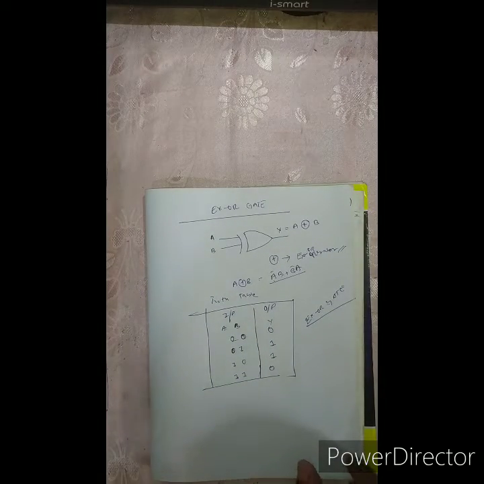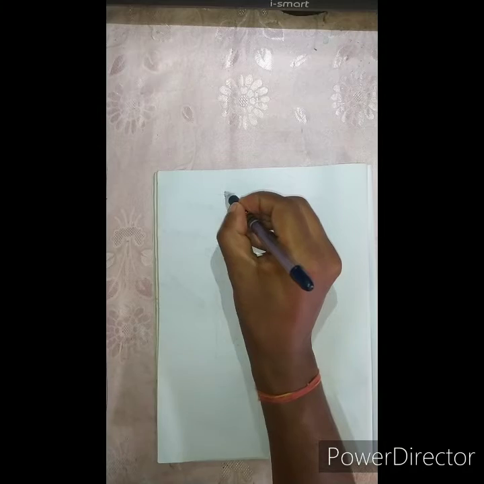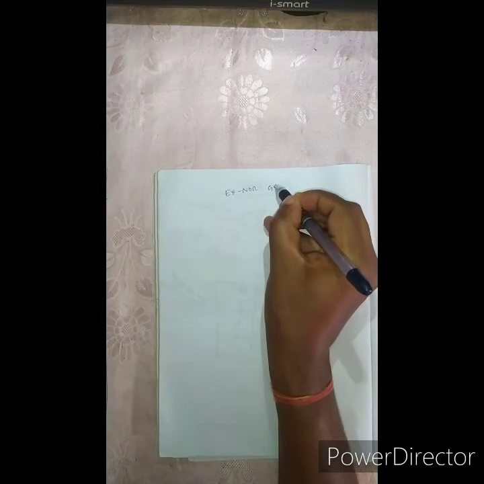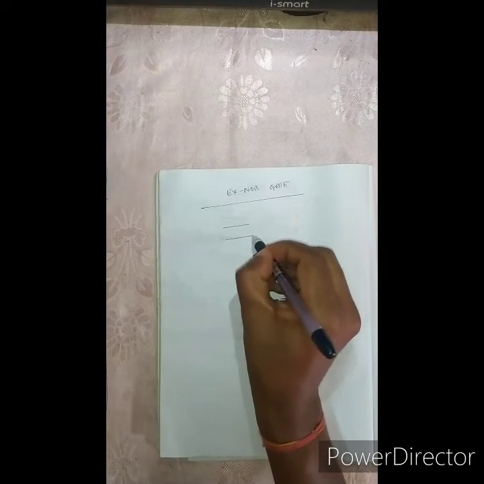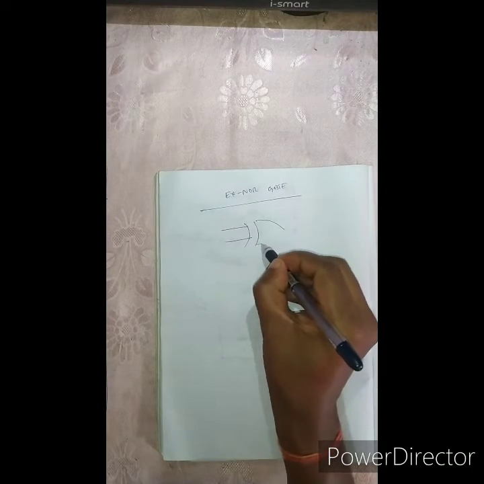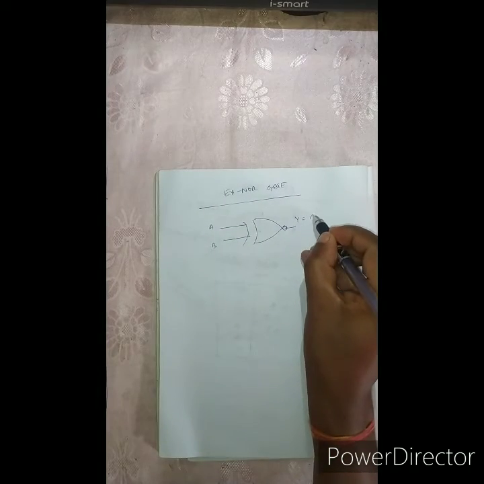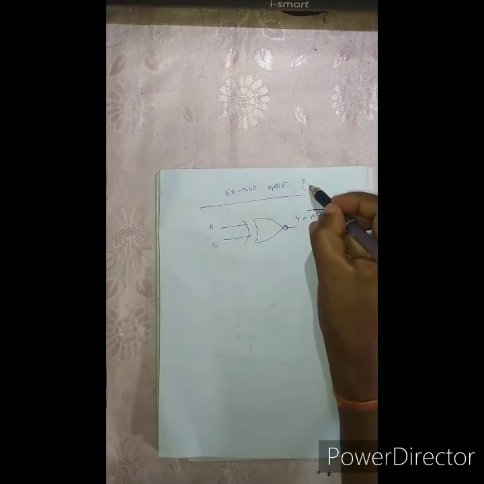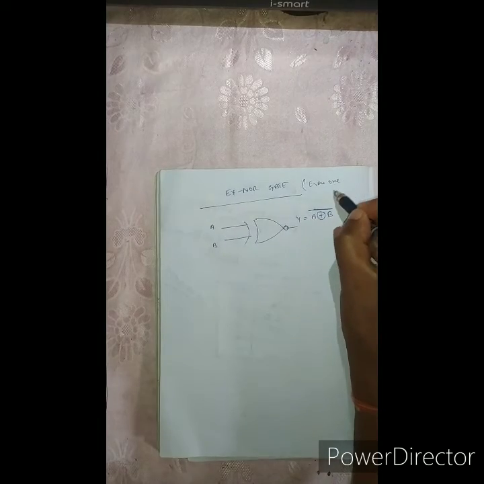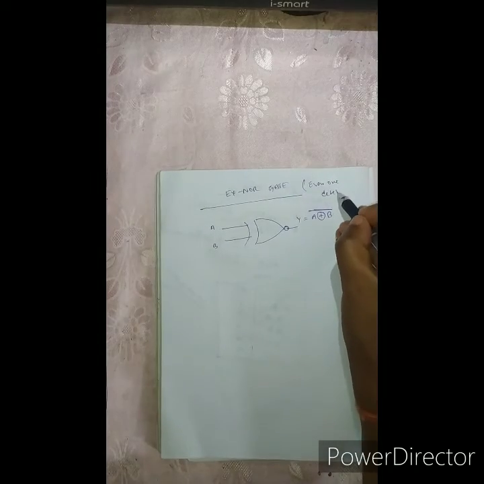Now last but not the least, let us see the XNOR gate. It is the complement of the XOR gate. We can easily say that it is the complement gate of the XOR gate, with only a NOT added. So if this is A and B, then Y is equal to A XNOR B, the complement of the XOR gate, and it is also called the even one detector, since the XOR gate is called the odd one detector.